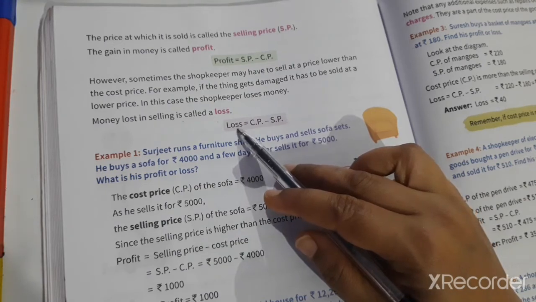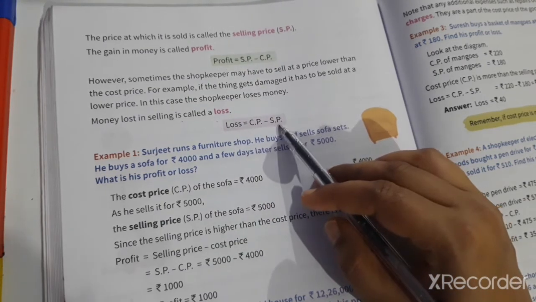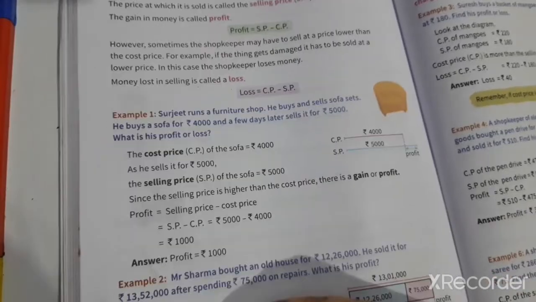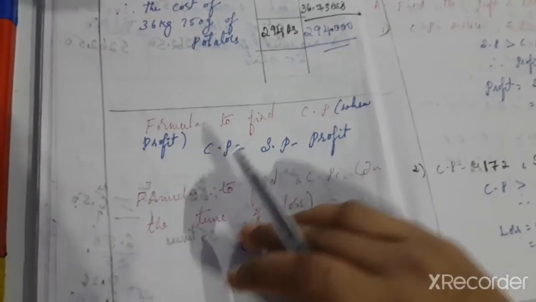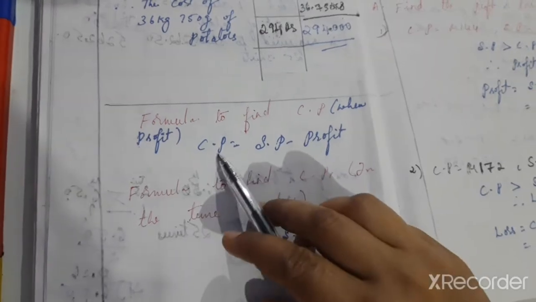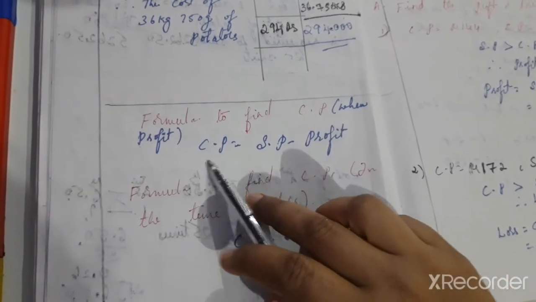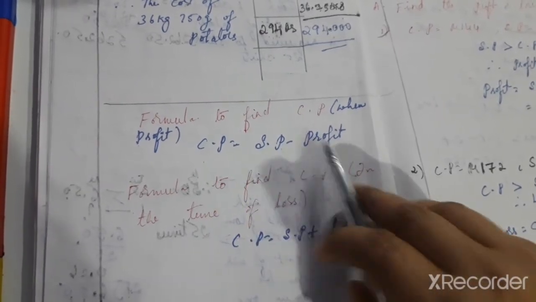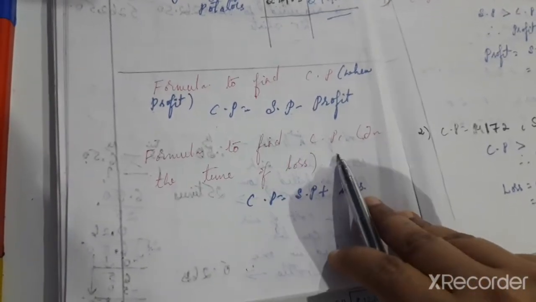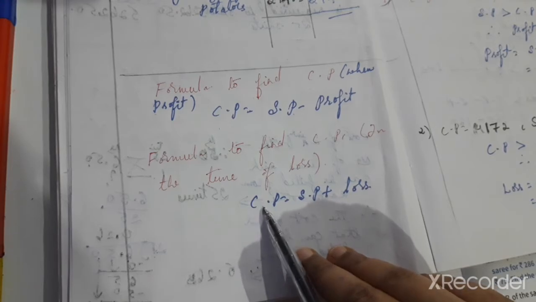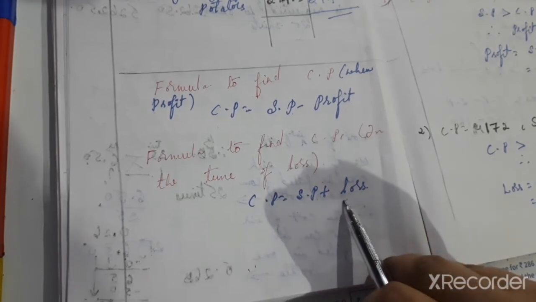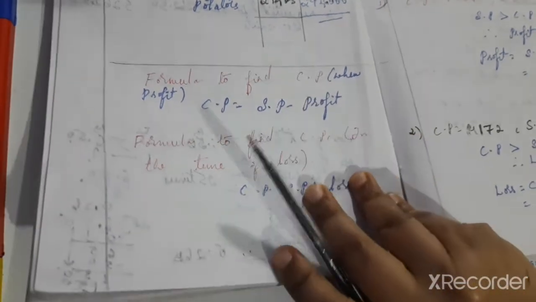Loss occurs means loss equals cost price minus selling price. And here the selling price formula is also there. So in your notes, write separately the cost price formula. Cost price is equal to selling price minus profit. And the formula to find cost price in the time of loss: cost price equals selling price plus loss. This we have to learn properly.